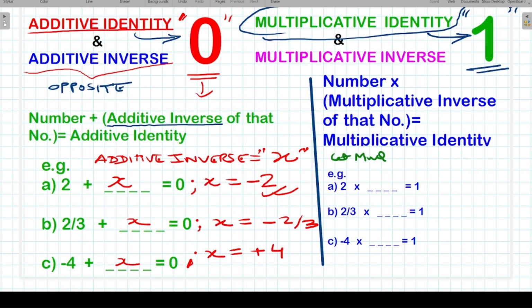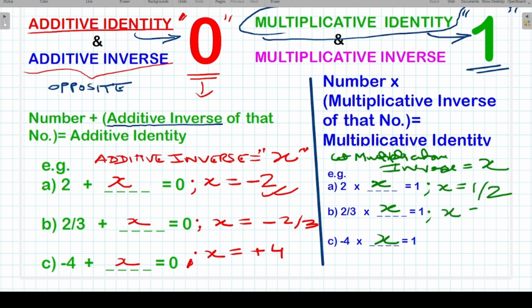Let us understand this with a few examples. Here again we have taken those examples. Here we need to identify the multiplicative inverse. So let the multiplicative inverse for each of these cases A, B and C be x, right? So put the value of x and solve questions A, B and C. On solving, for question A, 2 into x equal to 1, for B, 2 by 3 into x equal to 1, and for C, -4 into x equal to 1. We will get x equal to 1 by 2 for A as the answer. So 1 by 2 is the multiplicative inverse for 2, right?